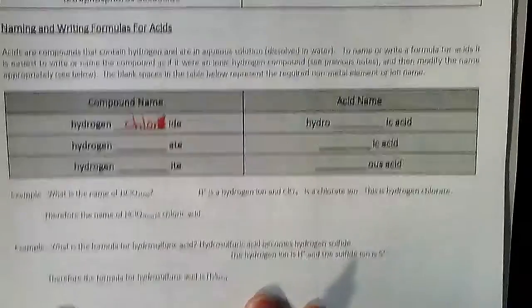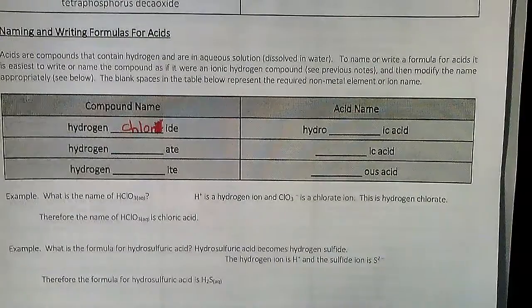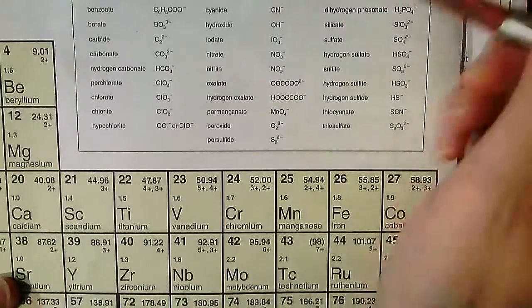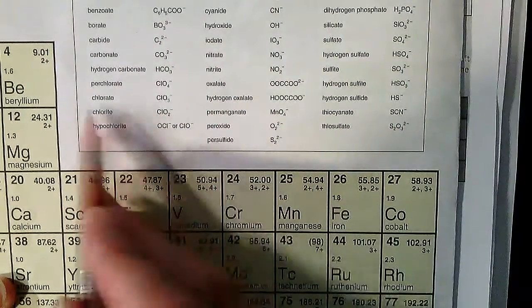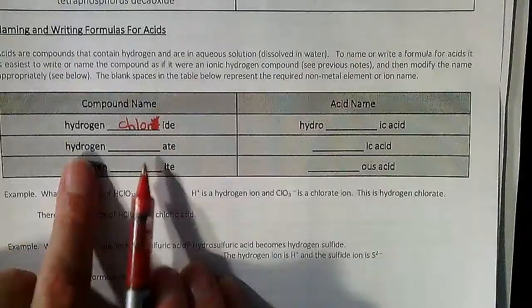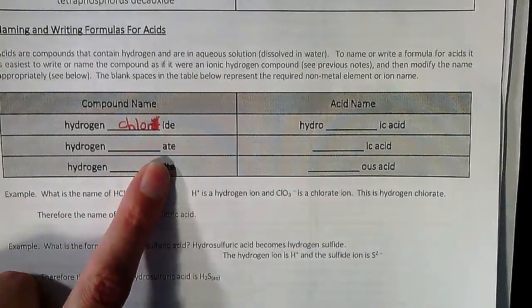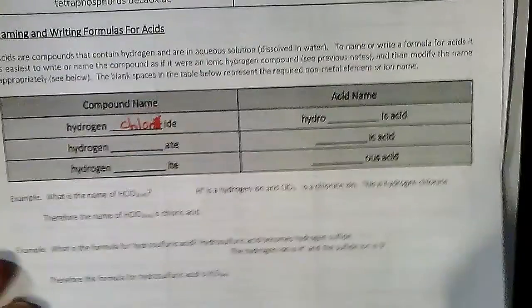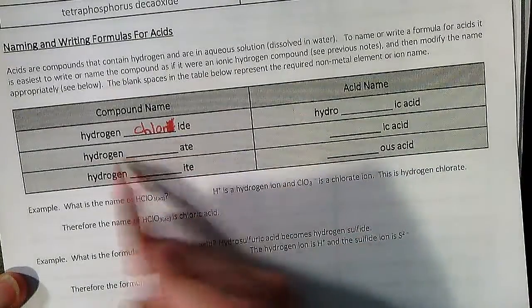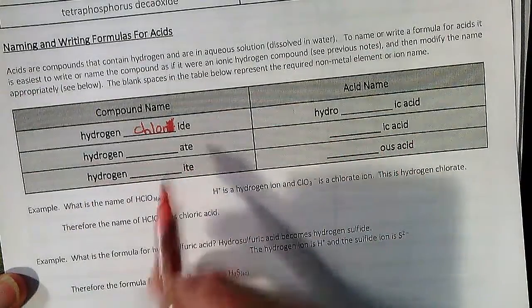Okay, so the example here is HClO3. We would find the ClO3 on our table of polyatomic ions. It's right here. It's chlorate. Okay, so that's an ate. So it would be hydrogen chlorate. But if we're naming it as an acid, it would be chloric acid. So the word that would go in this blank stays the same, but the rest of the name changes.